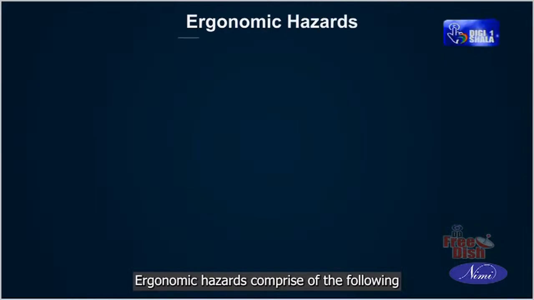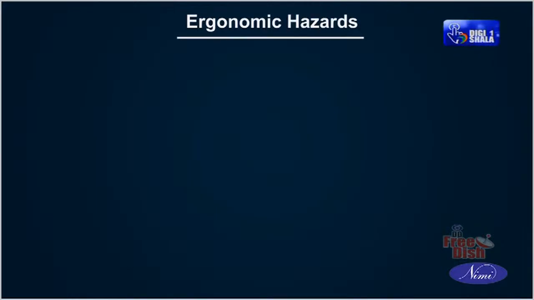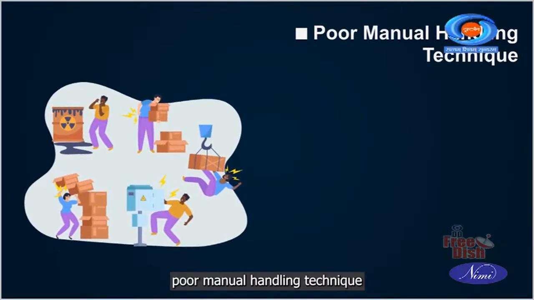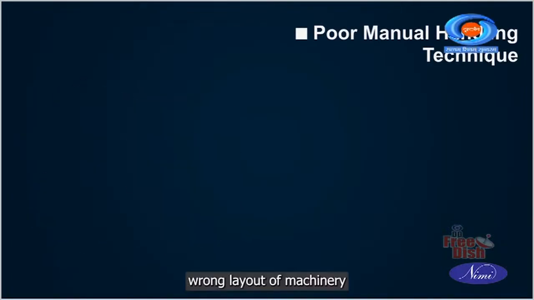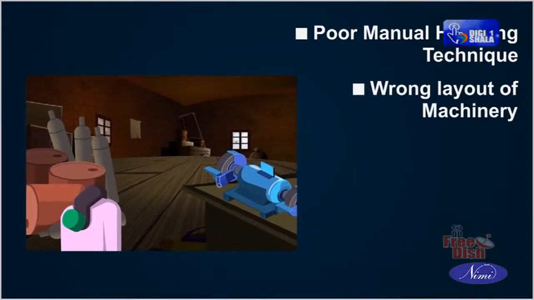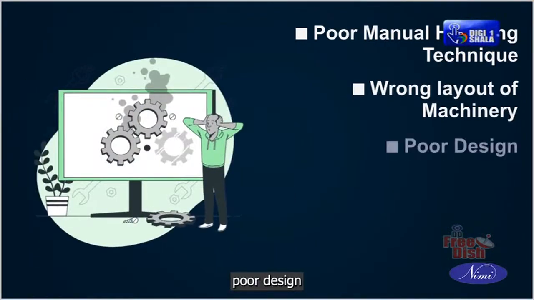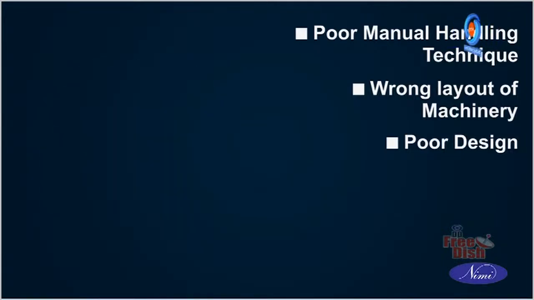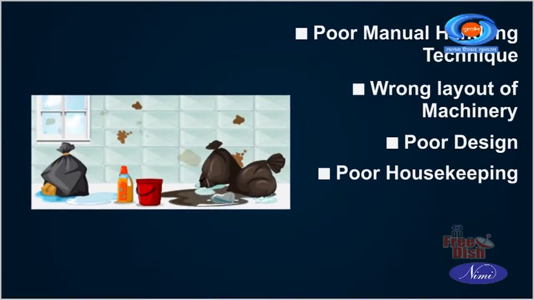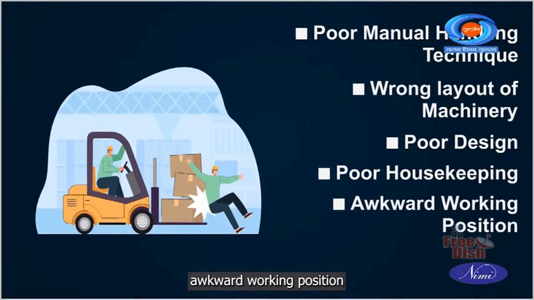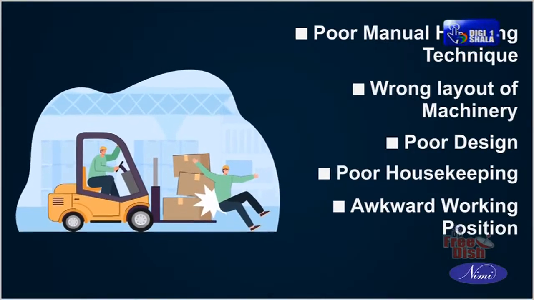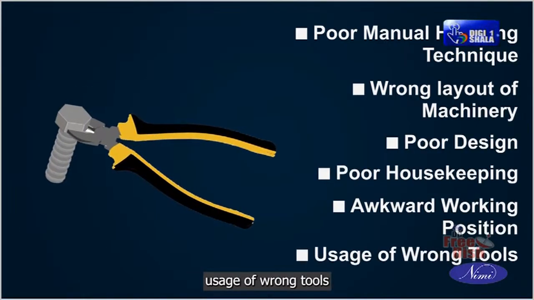Ergonomic hazards comprise of the following: poor manual handling technique, wrong layout of machinery, poor design, poor housekeeping, awkward working position, usage of wrong tools.